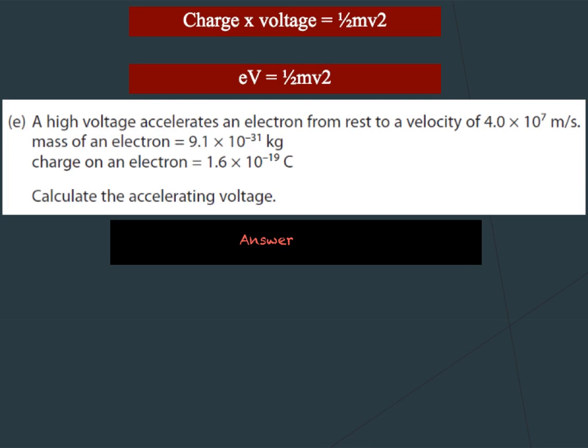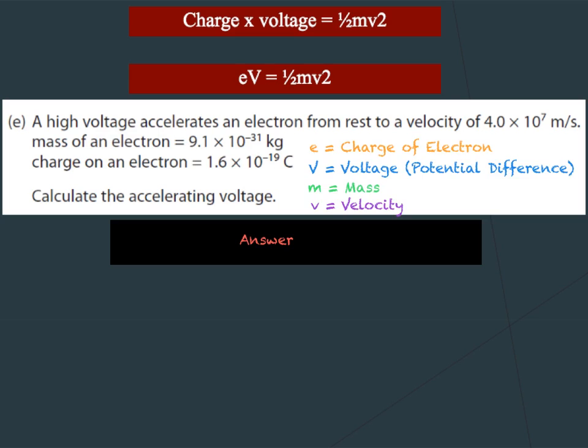In order to use this equation, we need to be able to rearrange it. So our equation is charge times voltage equals half mv squared, where we have E, which is the charge of the electron, capital V for voltage, and then half mv squared, where m equals mass and v equals velocity.